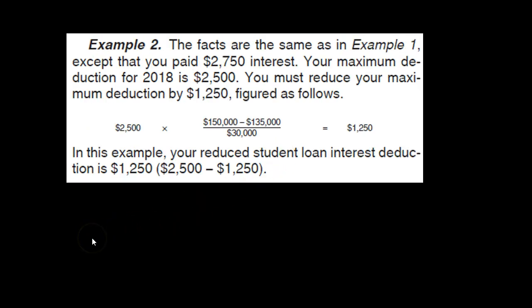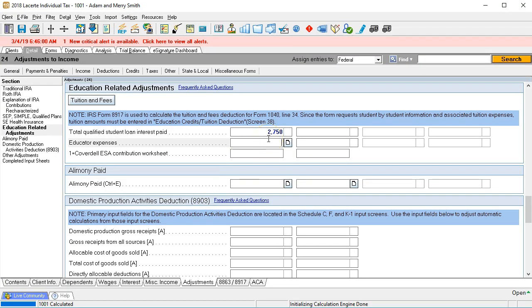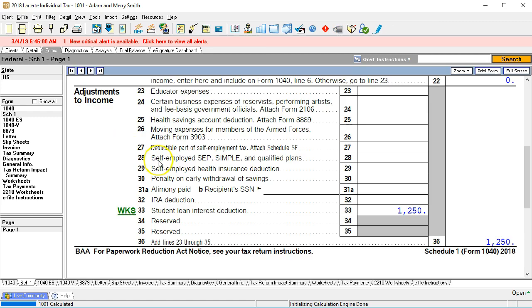Next example. The facts are the same as in example 1, except that you paid $2,750 interest. Your maximum deduction for 2018 is $2,500. You must reduce your maximum deduction by $1,250, figured as follows. So now we're going to enter in the system the $2,750. And then we're going to go back up and say, all right, but that caps it at the $1,250. The $1,250 is the amount of the deduction that's being calculated by the system.